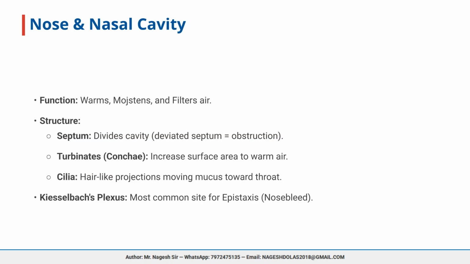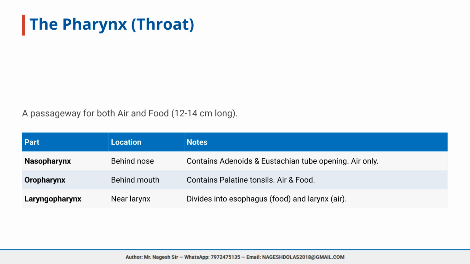The nose and nasal cavity function to warm, moisten, and filter air. Key structures include the septum, turbinates or conchae that increase surface area, and cilia. Kieselbach's plexus is the most common site for epistaxis or nosebleed. The pharynx, or throat, is a 12 to 14 centimeters long passageway for both air and food. It is divided into the nasopharynx, which handles air only, the oropharynx, for air and food, and the laryngopharynx, which divides into the esophagus and larynx.